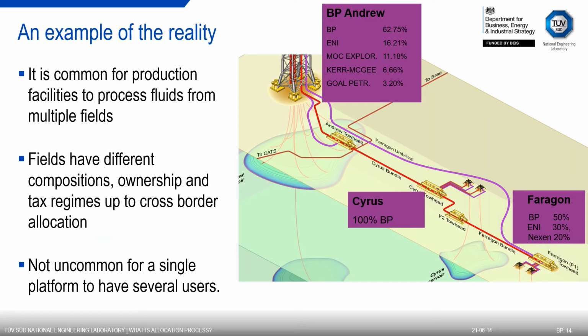Let's move to the second point of this presentation: what is the allocation process? I am starting with an example. You can see on the right side a cartoon from the North Sea, presenting a BP platform with 5 different partners, and 2 fields which have been tied back, one to the other and to the main platform. There is different sharing between all of them, and this is really the reality that we see more and more today.